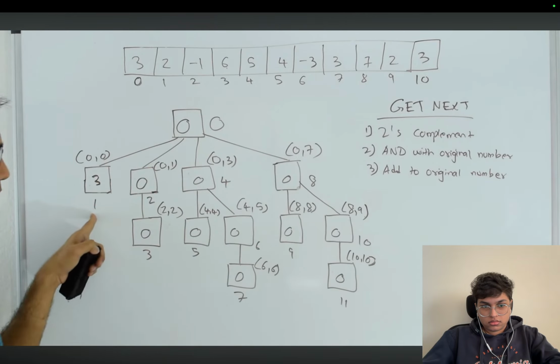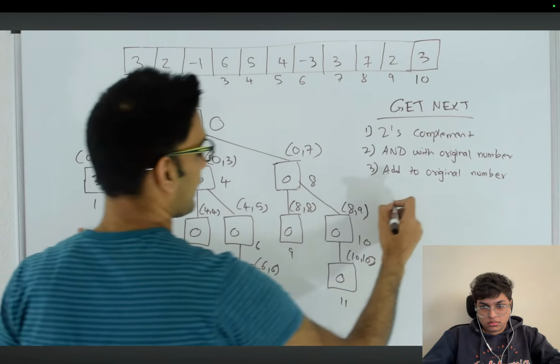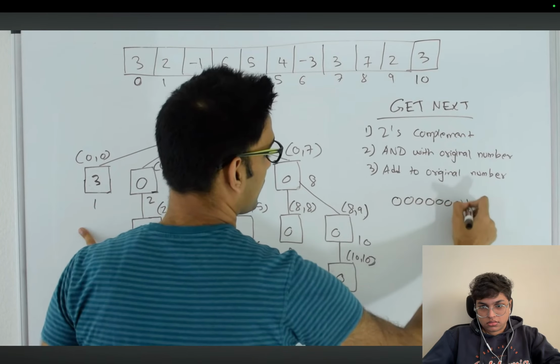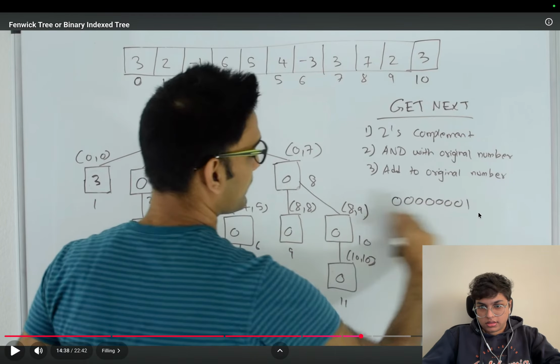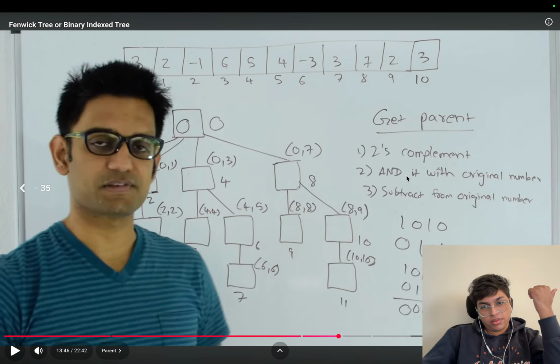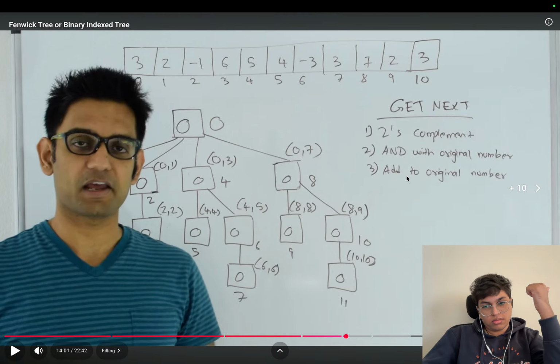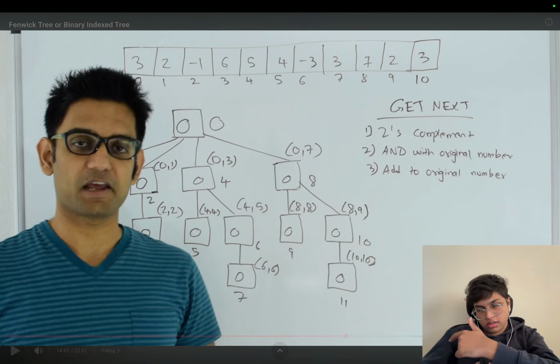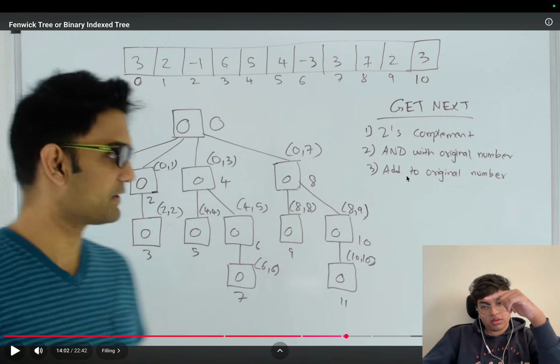So let's start from 1. The binary representation of 1 can be written as 0, 0, 0, 0, 0, 0, 0, 1. To get next, we need to do 2's complement, AND with the original number, and add to the original number. To get to the parent, we subtract from the original number. And to get to the next, we add to the original number.